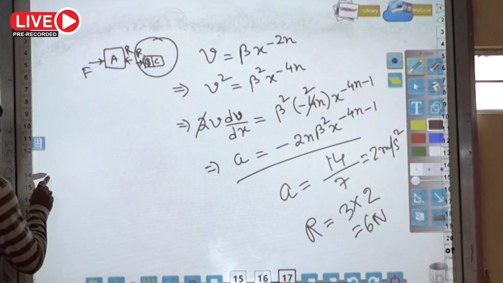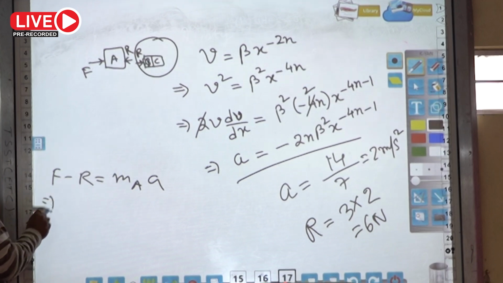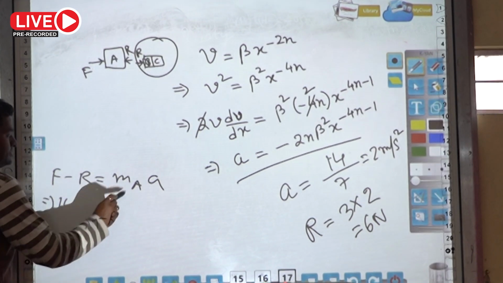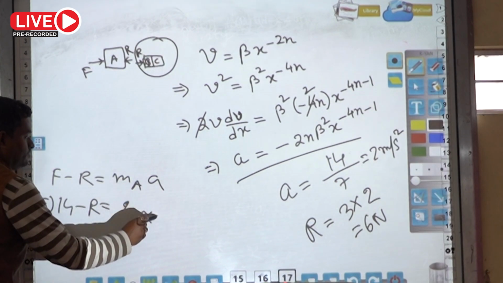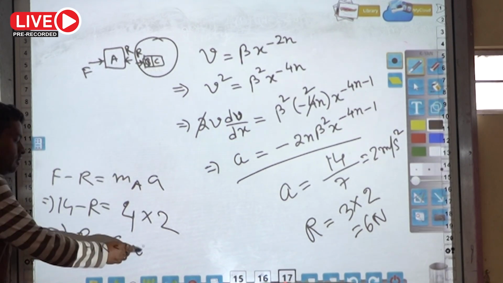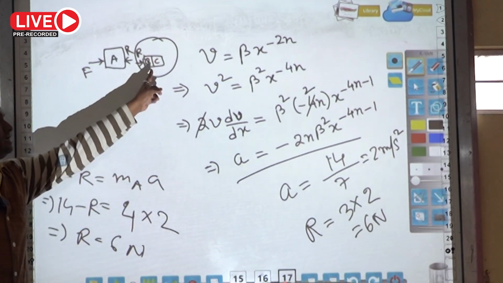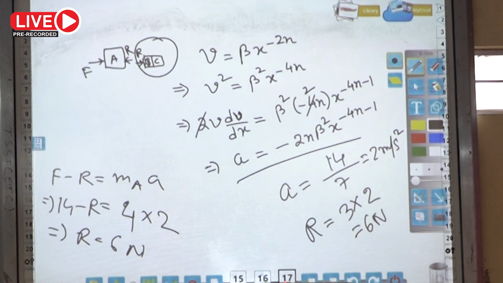How? F minus R equal to mass of A into acceleration. Then you can also calculate. Mass of A is 4. This one will also come, but you have to calculate. But if you take the other portion, then you can find the answer directly.